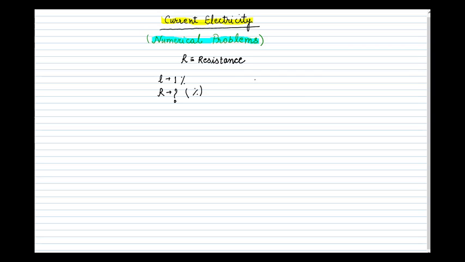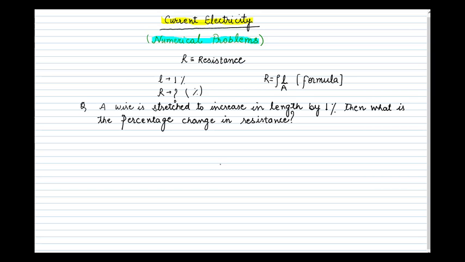To solve this numerical, we have to write down the formula: R is equal to rho L upon A. This is the formula. So I'm writing down the question also. To solve this question, we write R is equal to rho L upon A, and you have to find a change in R. We write the change in R as delta R. So just focus on this delta R upon R.